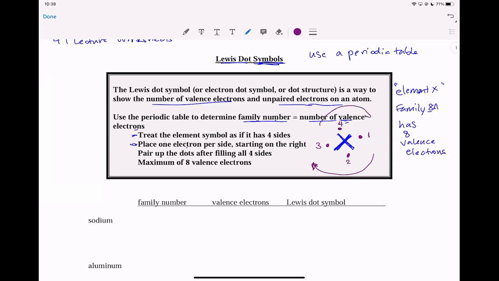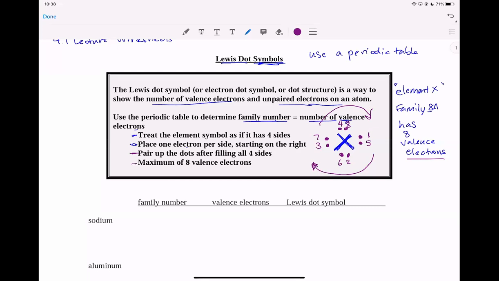So to continue going all the way around, in order to drop off 8 dots, I need to keep going around to now start pairing up. So this is number 5. And then continuing around, this is number 6 next to number 2. This is number 7. And then this is number 8. So they paired up after filling all the 4 sides. So 1, 2, 3, and 4, and then starting around the second time was 5, 6, 7, and 8.